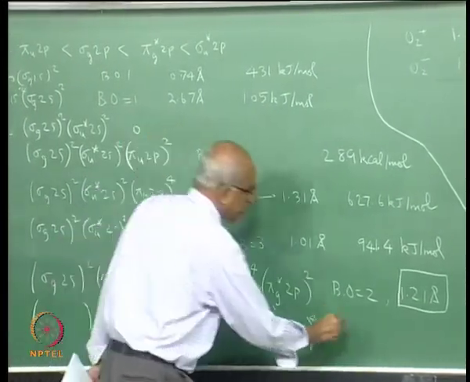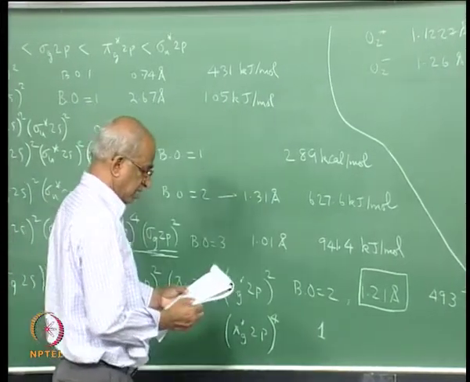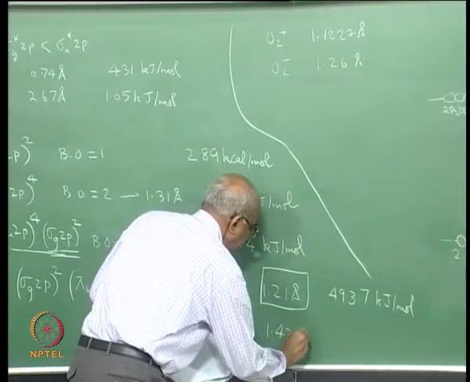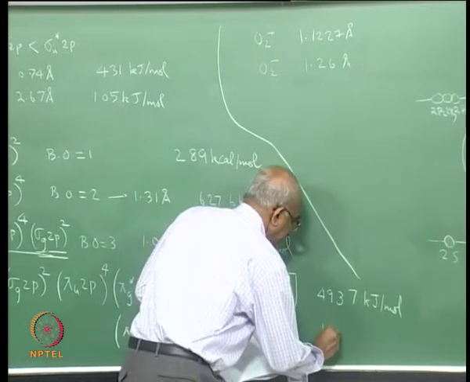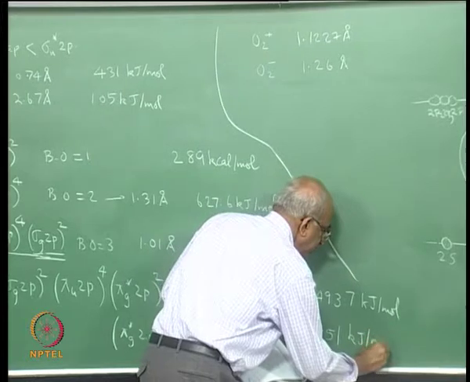If you calculate the bond order, you will find that it is equal to unity, and the bond length is 1.42 angstroms, and the bond energy is 151 kilojoules per mole.